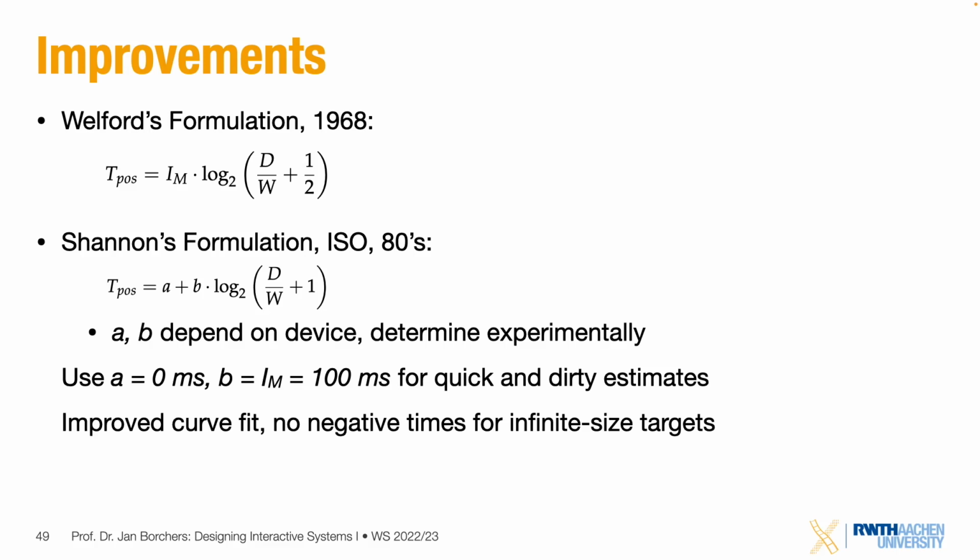But if you don't have an experiment, or you just want a quick and dirty estimate that is pretty close to what you would get with your bare hand, then using 100 milliseconds for the index of movement, or for B here in this case, and using a 0 additional term actually gets you a pretty good fit.